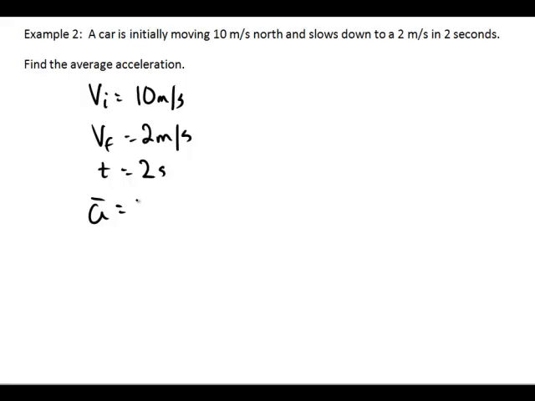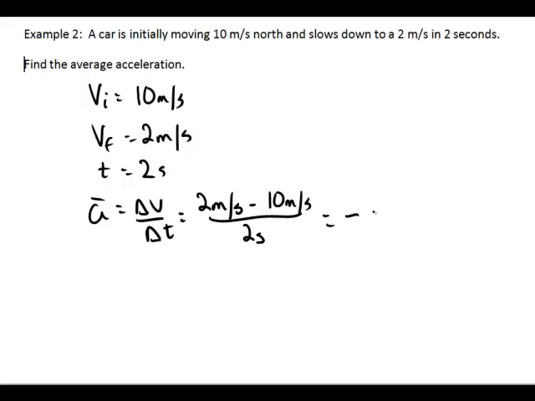Our average acceleration is delta v over delta t, which is equal to 2 meters per second, the final velocity, minus the initial 10 meters per second, all over 2 seconds. So in the end, we get a value of negative 4 meters per second squared. Now remember, we defined the positive direction to be north, so when we have a negative 4 meters per second squared, that is also the same as saying 4 meters per second squared south.